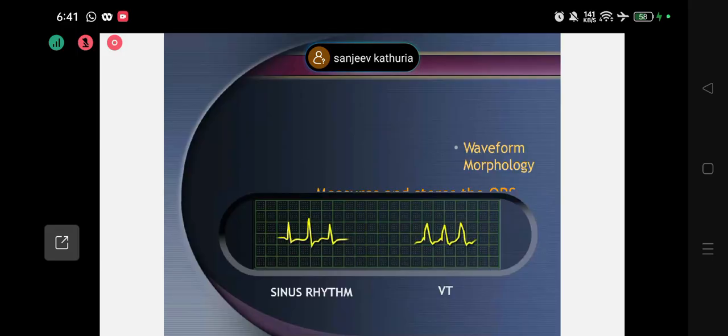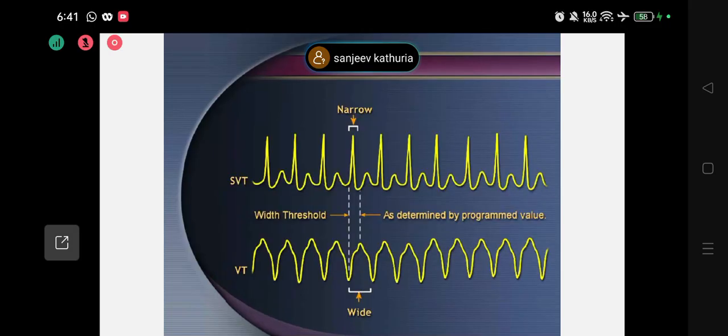So this is the example of a waveform morphology. This was the sinus rhythm which you have stored in your device, and this is the VT which you have stored in your device. So it will see whether it is matching 70% of its SVT morphology. If it's matching, it will say it's an SVT, I will not shock it. If it's irregular, AF. If there is a sudden onset, sinus tachycardia. If it's matching more than 70%, SVT.